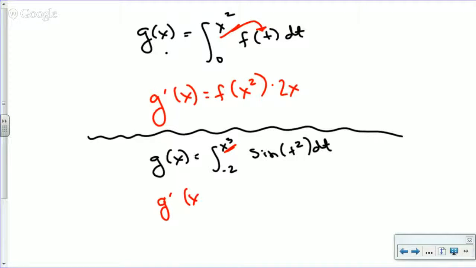So differentiate the left side, you get g prime of x. Differentiate the right side, that derivative and integral are going to have that cancellation effect on each other. So we're going to replace t with x cubed. So take the stuff inside, sine. So now I need x cubed squared. So x cubed squared is x to the 6th. Then don't forget to multiply by the derivative of the baby at the end. And that's it.